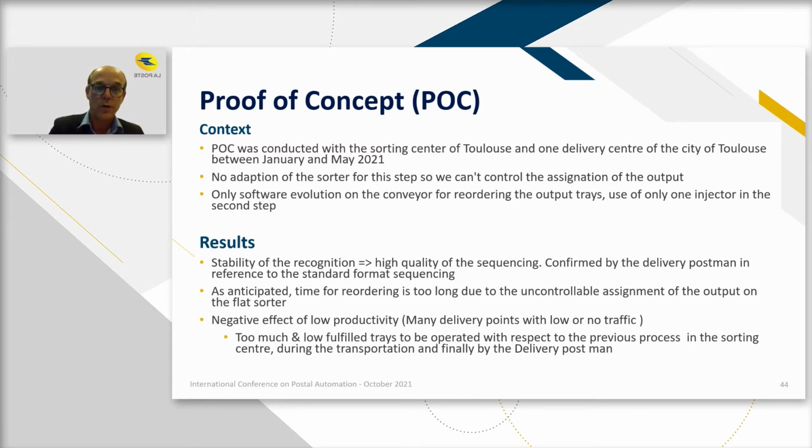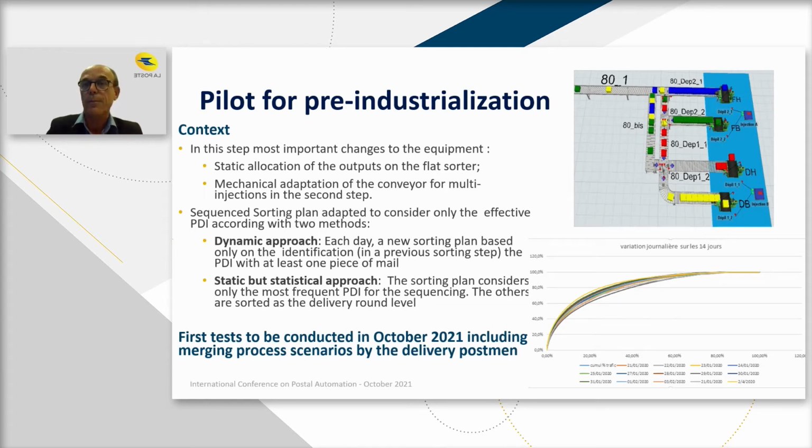So we are now conducting new tests and new changes on the machine, because we have a next phase with a pilot pre-industrialization, and in this case we have made changes on the machine after the proof of concept. The first important change was to change the software of the sorting machine so as to be able to make static allocation of the outputs, so we can define the order in which the trays will be ejected at the end of the first step, which is very important to reduce the time between the 2 steps.